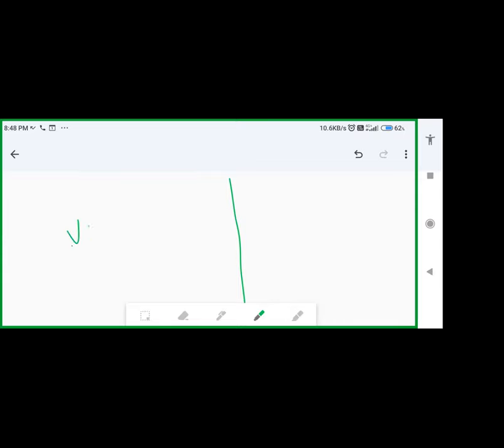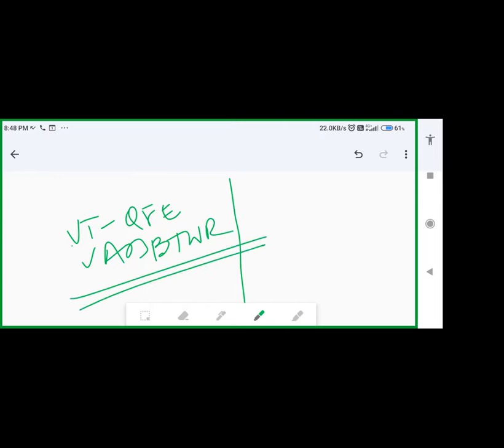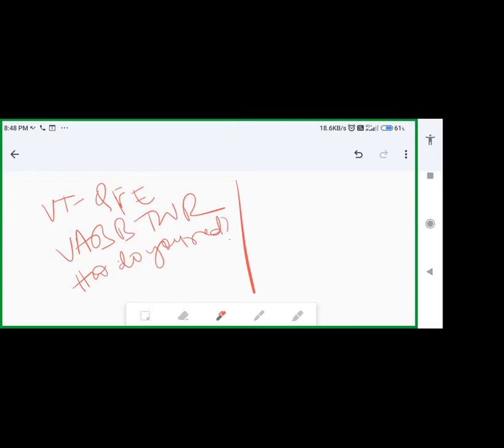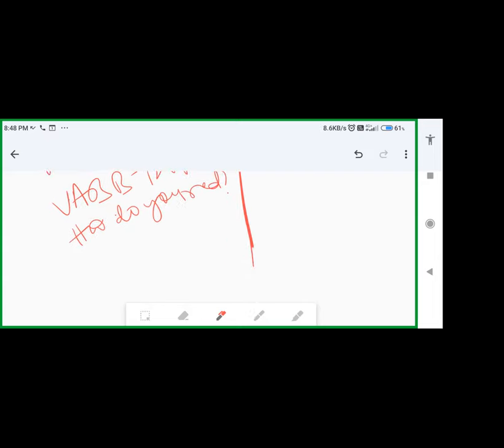Victor Tango Quebec Foxtrot Echo, Mumbai Tower. Would you like to take a call? Victor Tango Quebec Foxtrot Echo. Yes. Okay. Victor Tango Quebec Foxtrot Echo, Mumbai Tower. How do you read? Mumbai Tower, Victor Tango Quebec Foxtrot Echo, Radio 5.